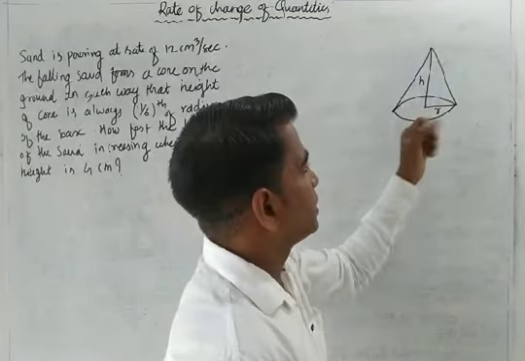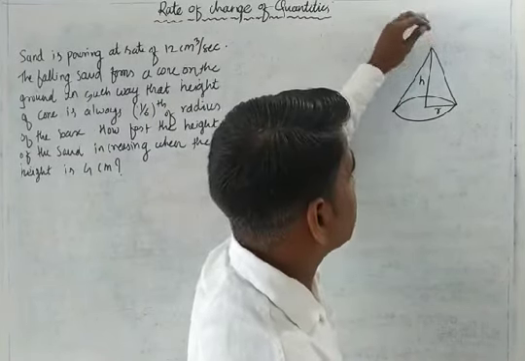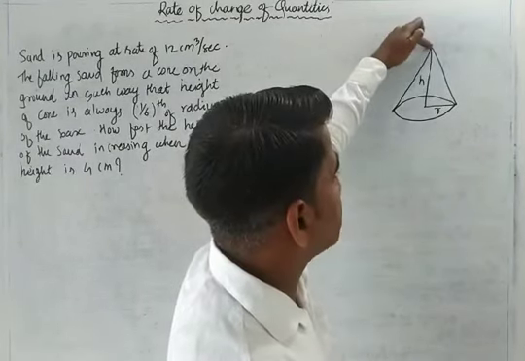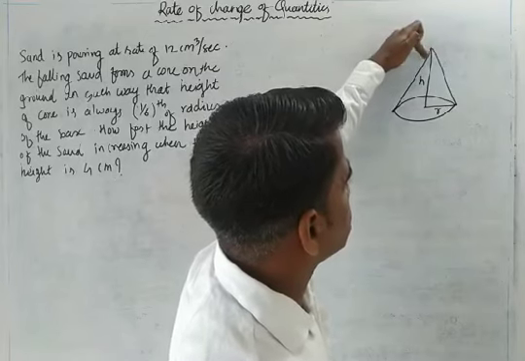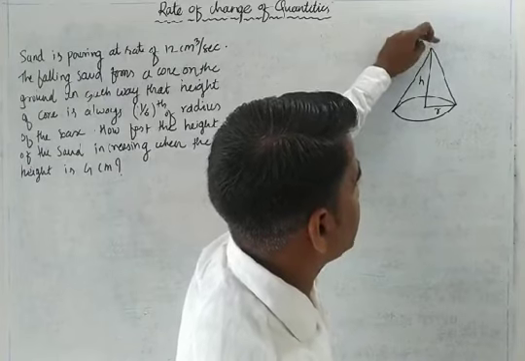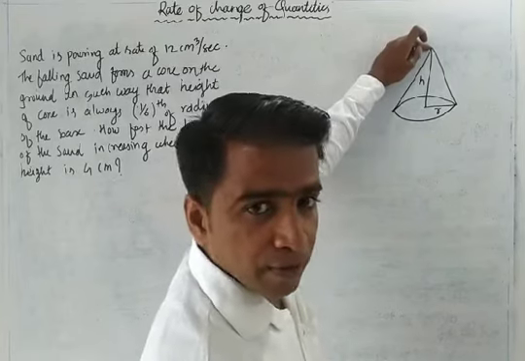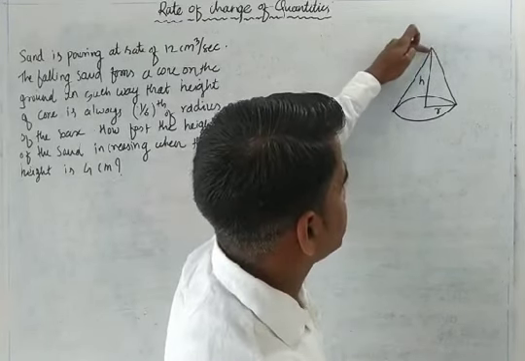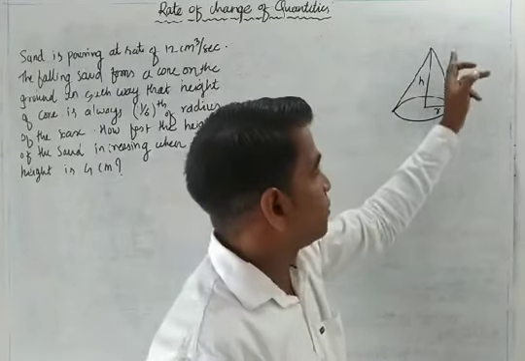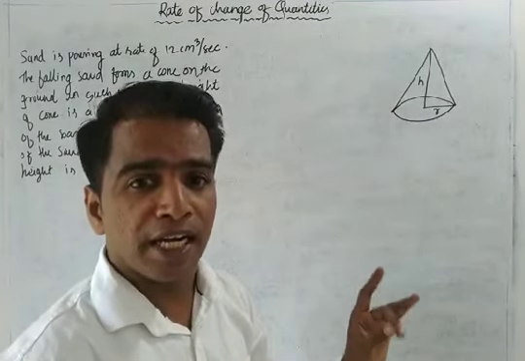Now see what happens when the time is 0. When the sand from your hand starts moving, at time 0 there is 0 height and 0 radius, and when the time starts, a cone starts forming. So there will be a change in radius, a change in height and a change in volume. So in this question there are three variables: volume, height and radius.